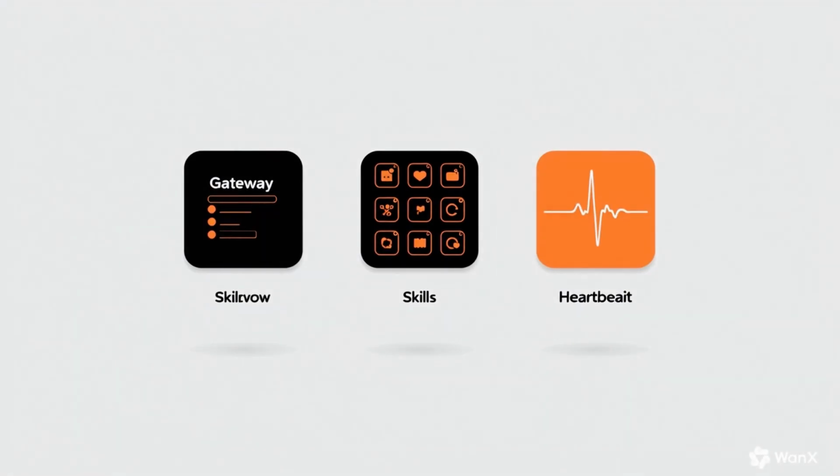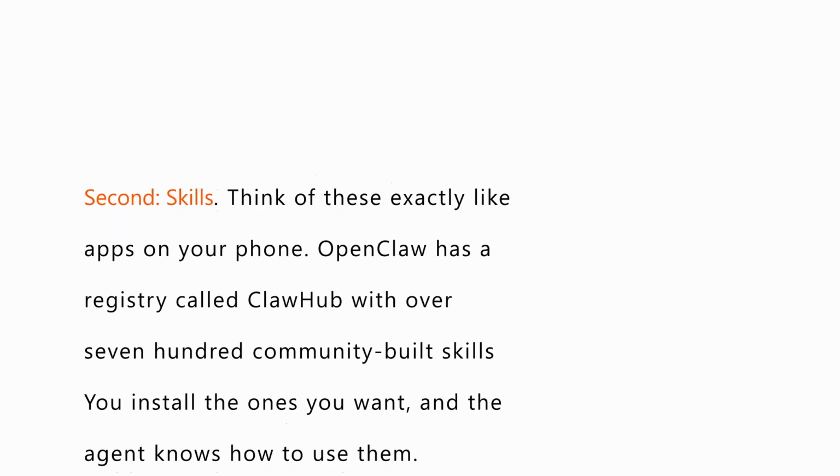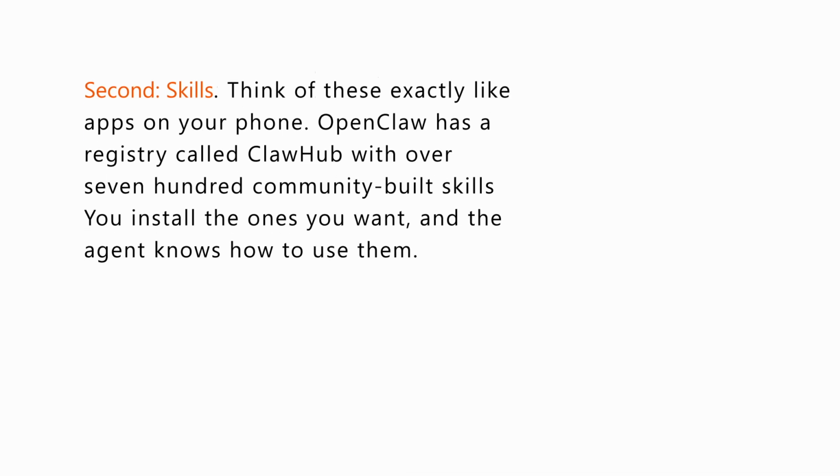How does it work? Think of OpenClaw like a smart building. Three things make it run. First, the gateway. This is the control room, a background process running quietly on your machine at all times. It routes messages between your chat apps and the AI. You never see it. It just works. Second, skills. Think of these exactly like apps on your phone. OpenClaw has a registry called ClawHub with over 700 community-built skills. Gmail, GitHub, Spotify, Philips Hue smart lights, crypto trading, calendar management. You install the ones you want, and the agent knows how to use them.